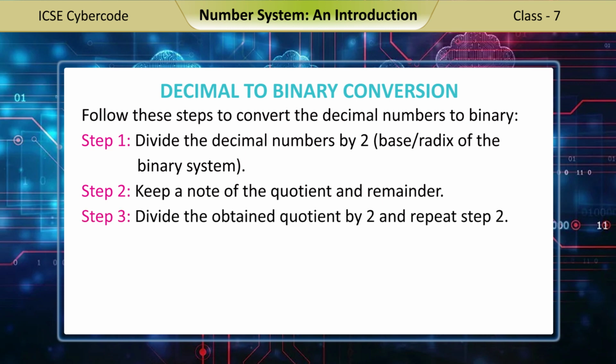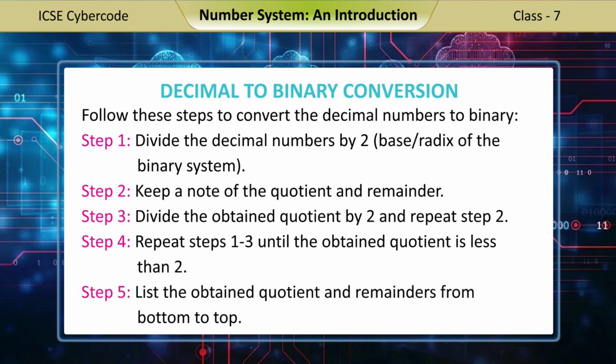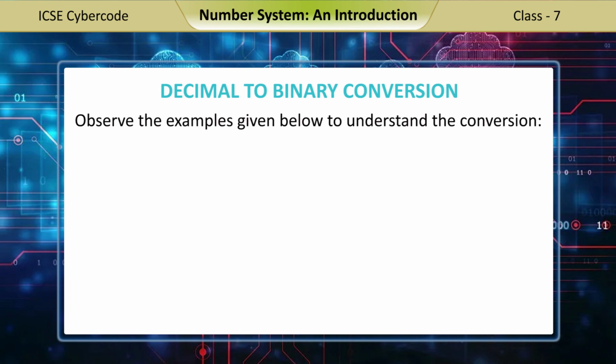Step 3. Divide the obtained quotient by 2 and repeat step 2. Step 4. Repeat steps 1 to 3 until the obtained quotient is less than 2. Step 5. List the obtained quotient and remainders from bottom to top. Observe the examples given below to understand the conversion.